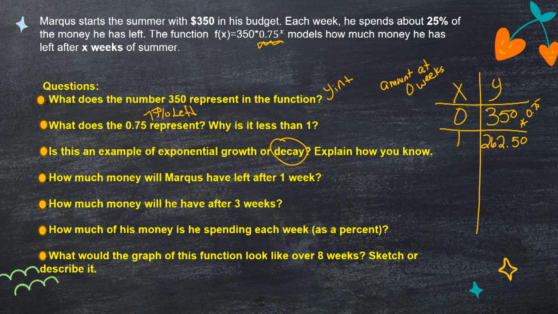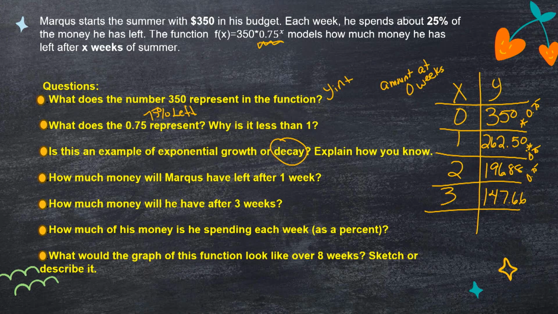Now it says how much after 3 weeks. So I need to continue with my table. So I'm taking this and multiplying by my percent. And I get, for my second week, I have $196.88. So then I'm looking for my third week. I'm still multiplying by that common ratio. And after that third week, he only has $147.66 left.